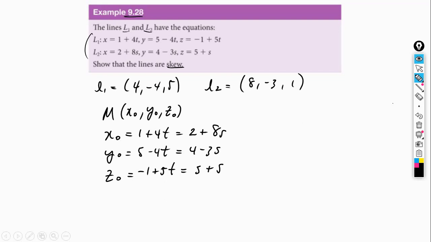So what we're going to do is solve for t and s using the first 2 equations. If we solve the system of equations, we're going to get that s is equal to 0 and t is equal to 1/4. If these lines intersect, then these two values should make this last equation true. But notice that if we do minus 1 plus 5/4, this does not equal 5 plus 0. That means that the system is inconsistent. Therefore, the lines don't intersect and they are skew.